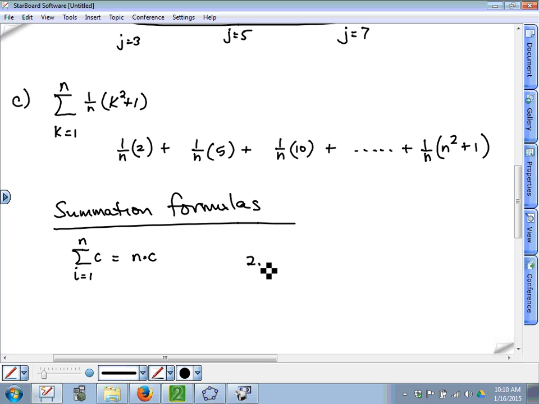Anyway, there's one property. This is Gauss's property here that he came up with as a young boy. Did he show his work? I don't know.